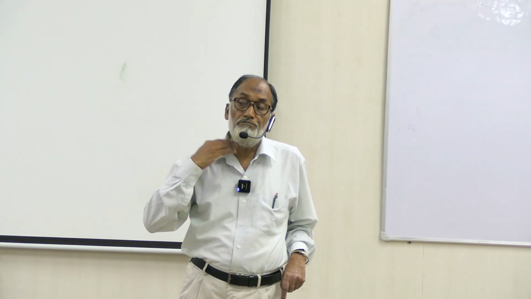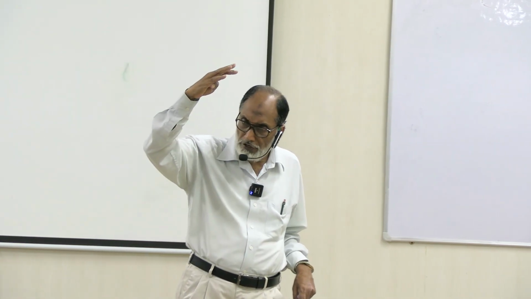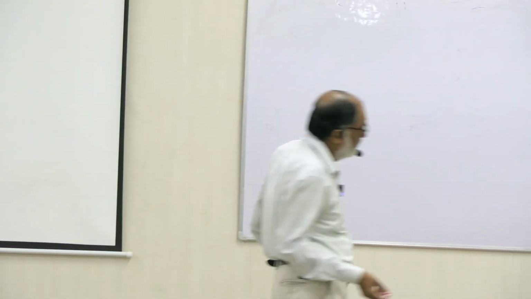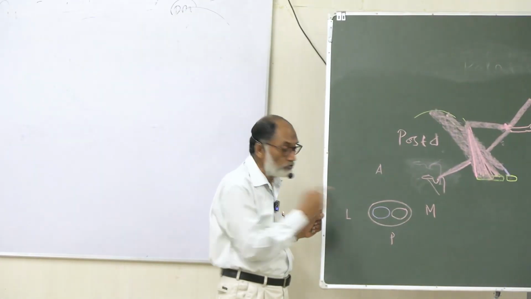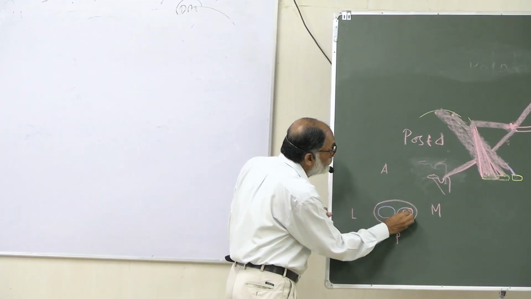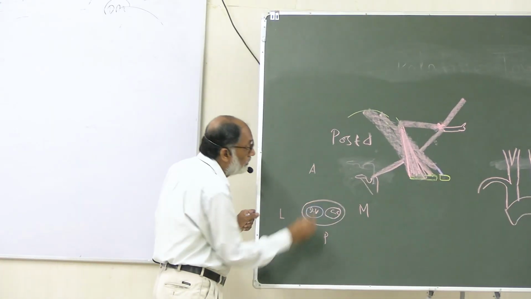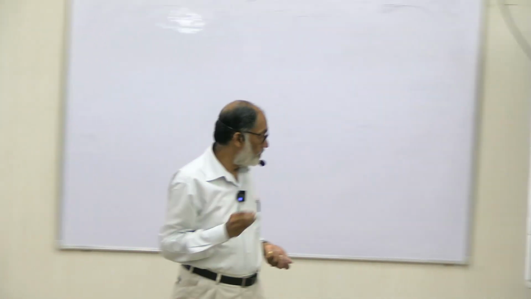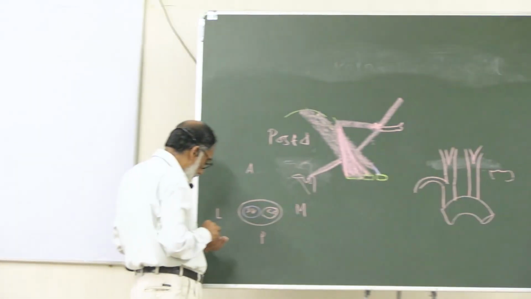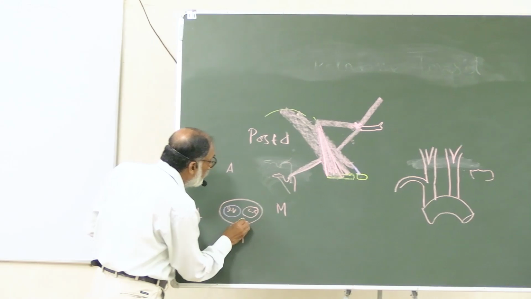Either the common carotid, or if I take a section above the upper margin of the thyroid cartilage, then it will be the internal carotid, and if it is below, then it will be the common carotid. Suppose it is below the upper margin of the thyroid cartilage, so it is the common carotid, CC, and the internal jugular vein. In between and behind lies one important nerve, the vagus nerve. Here lies the vagus nerve.